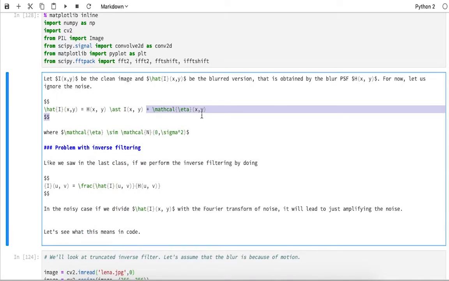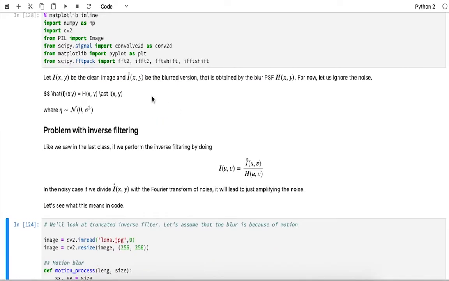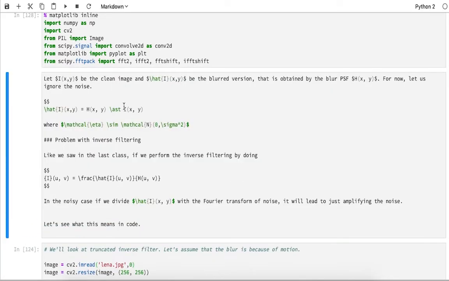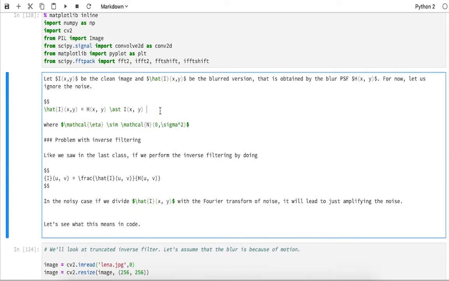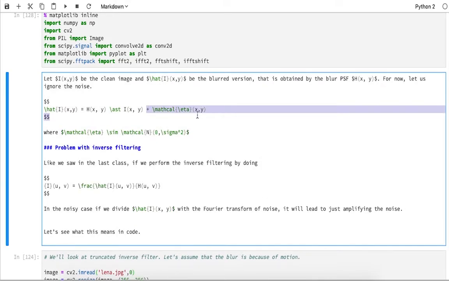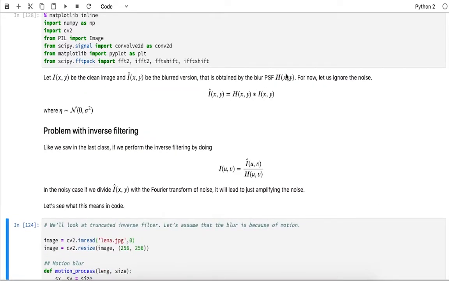So then I'm reminding you how we saw how to filter this, just by going into the Fourier domain. I(u,v), where u and v are the spatial frequencies, and if you don't have any noise, then you can basically just divide by the Fourier response of the PSF.